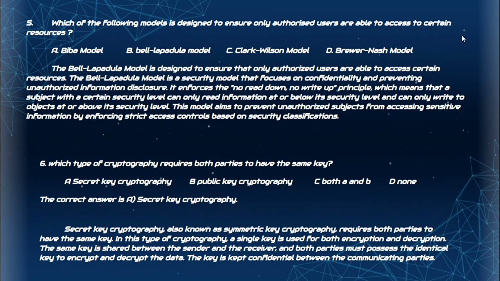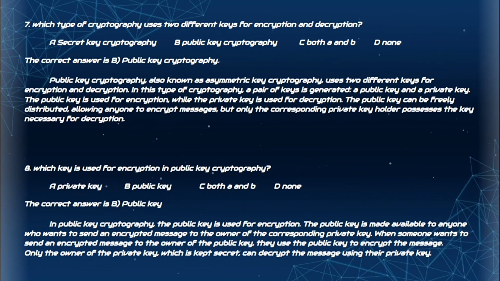The question number 6 is, which type of cryptography requires both parties to have the same key? The answer is option number A, secret key cryptography. Secret key cryptography, also known as symmetric key cryptography, requires both parties to have the same key. In this type of cryptography, a single key is used for both encryption and decryption. The same key is shared between the sender and the receiver, and both parties must possess the identical key to encrypt and decrypt the data. The key is kept confidential between the communicating parties. Let's move to the next question.